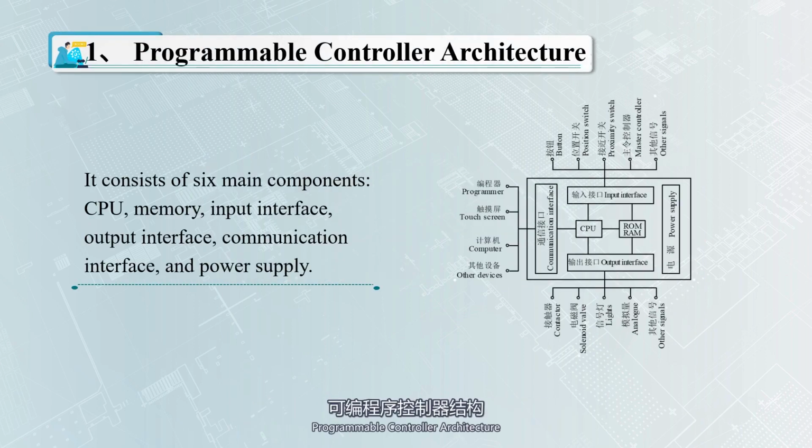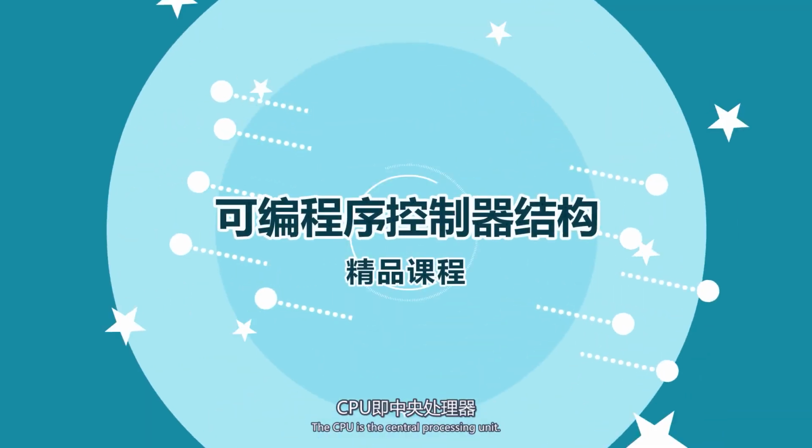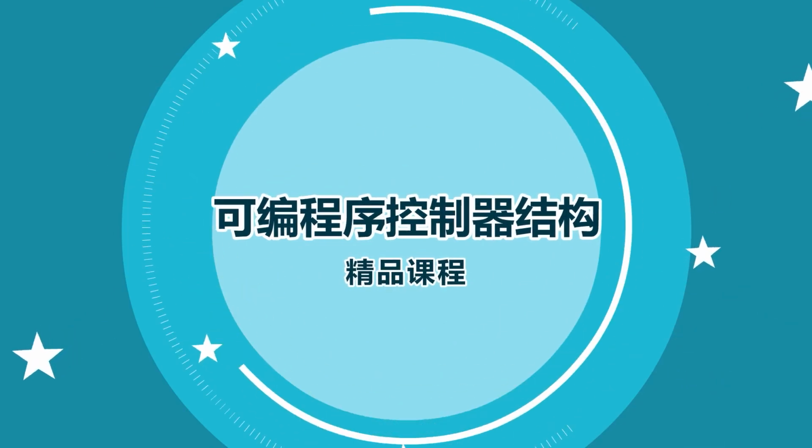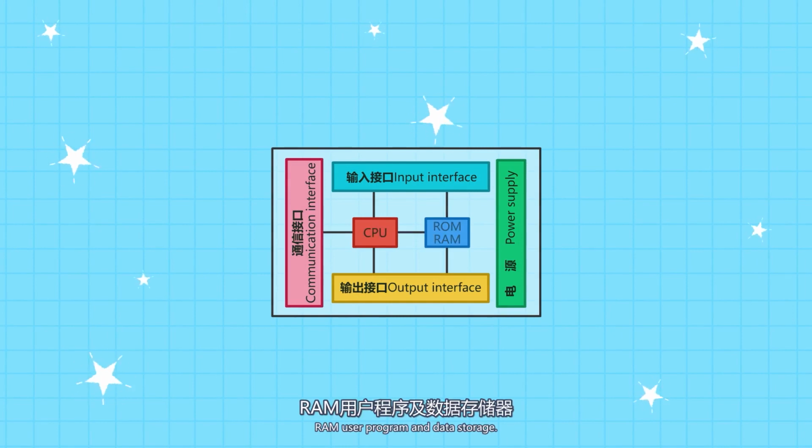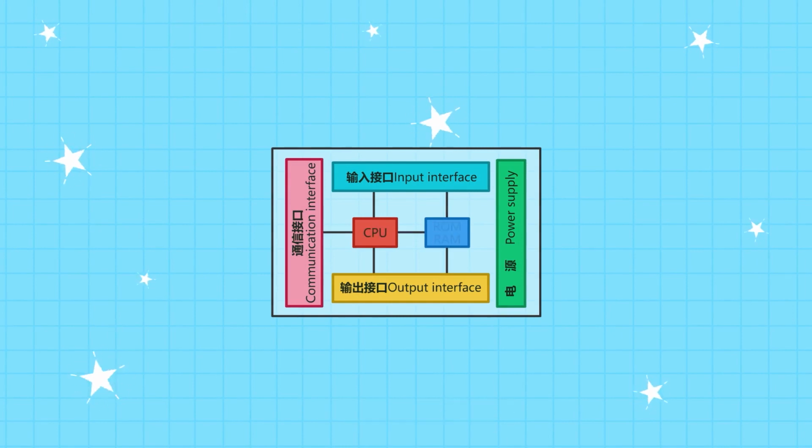Programmable controller architecture. There are various types of PLC, and their functions and instruction systems are also different, but their structure and working principles are similar. Their structure is usually composed of 6 main parts: CPU, memory, input interface, output interface, communication interface, and power supply, as shown in Figure 1. CPU is the central processing unit. ROM is the system program memory, RAM is the user program and data memory.